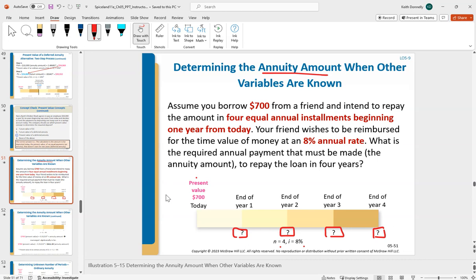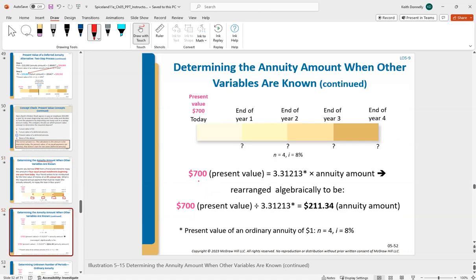Assume you borrow $700 from a friend and intend to repay that amount in 4 equal annual installments beginning 1 year from today. Your friend wishes to be reimbursed at an 8% rate. What annual required payment must be made to repay the loan in 4 years? So your friend says, look, I give you $700. I want an 8% return on this. Pay me over 4 payments. How much should each payment be to satisfy this criteria? So that's where the mystery mark here is.